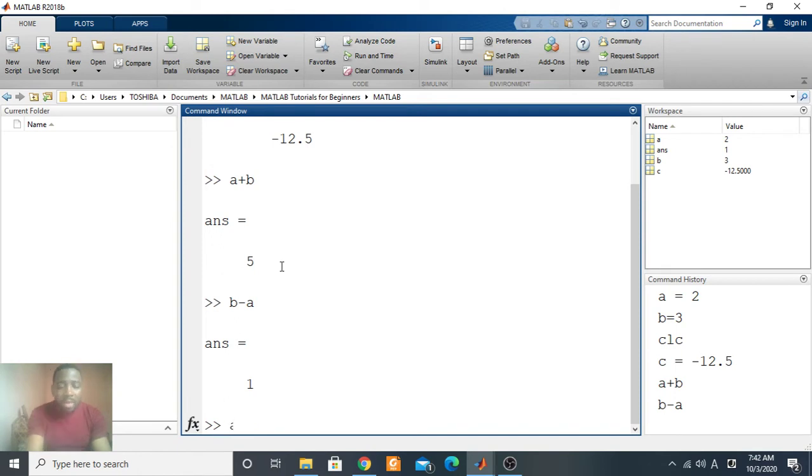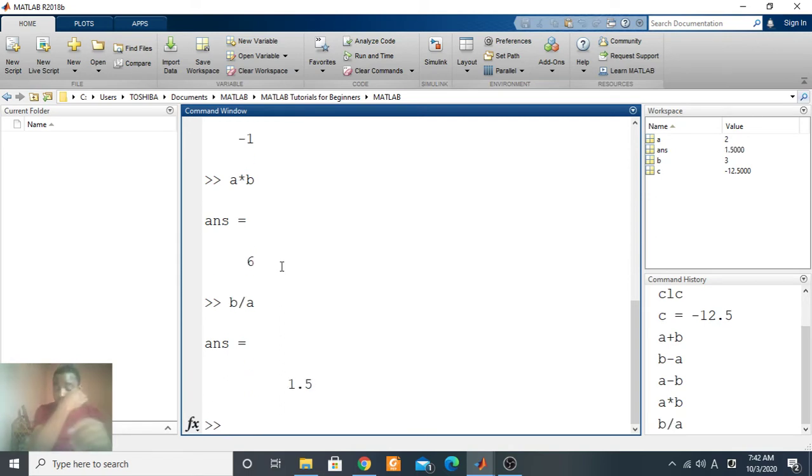Or a minus b should give me minus 1. Very simple. A times b should give us our normal 6. And then let's say b divided by a. That will give us 1.5.